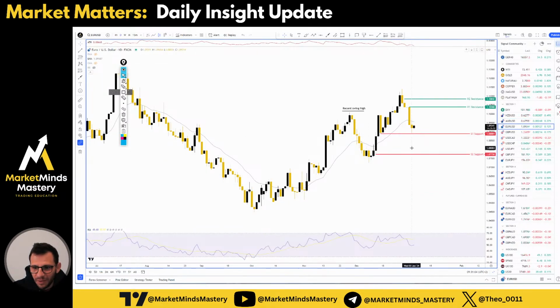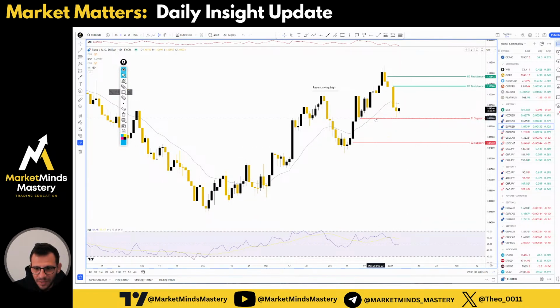The euro US dollar, the sellers, they stopped at this S1 support, as you see. Actually, dodgy candle, we do expect to see a higher high after. That's what we do expect, but that's not always what's going to happen.